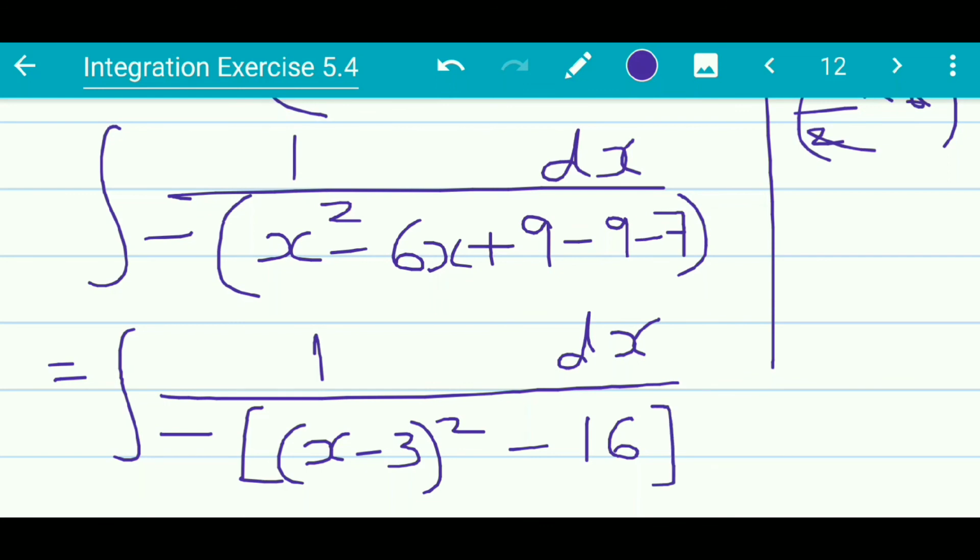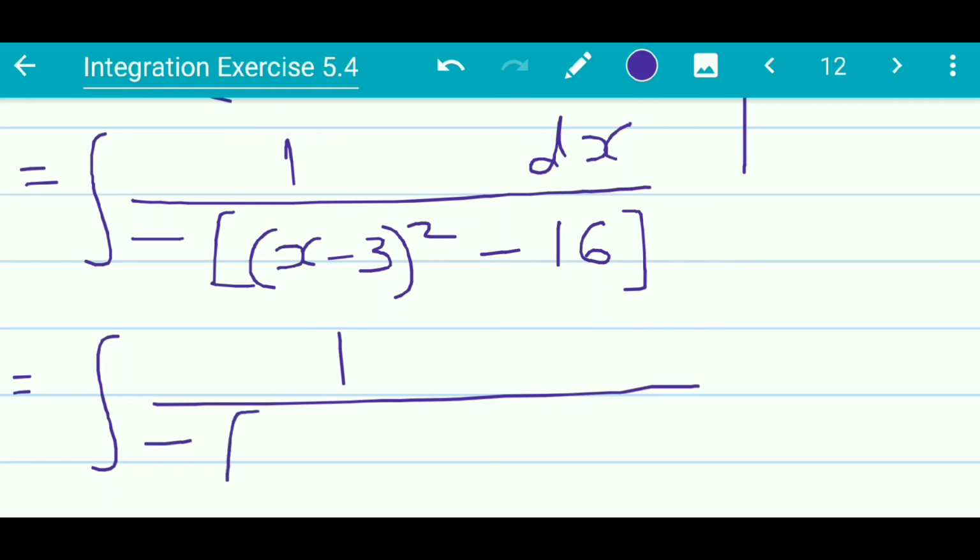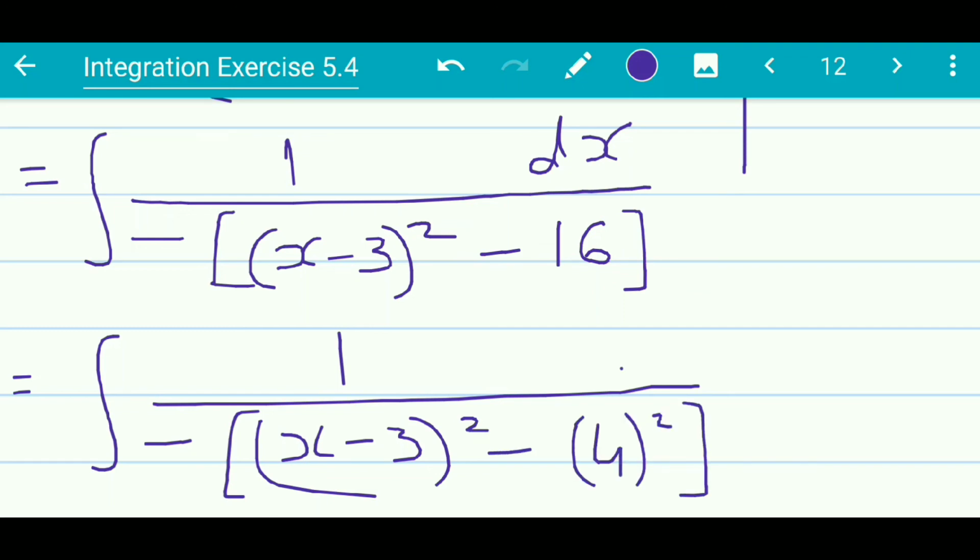And then in the next step, now we can open the bracket, or let us do one more step before opening the bracket. Let me show you one more step over here. So it becomes the integral of 1 upon minus sign here anyway, x minus 3 the whole square, and minus 16 is written as minus 4 the whole square. Once this is done, now we can open the bracket.